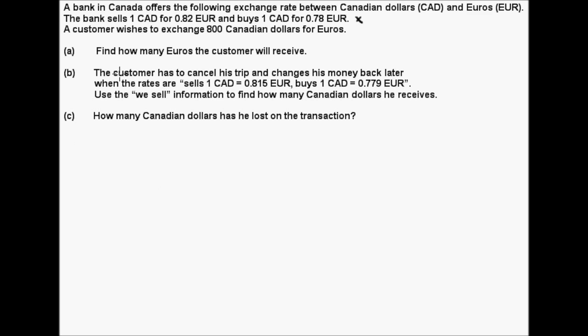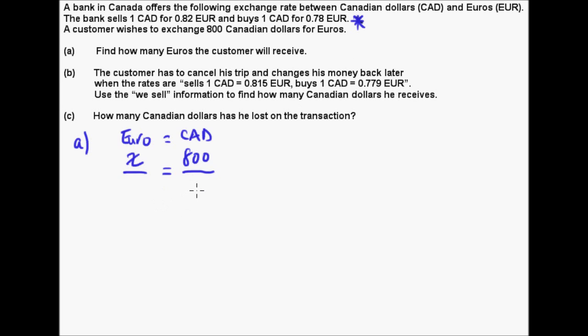So let's look at A. The best way to do these is just to set up a proportion. He wants to buy euros, so we'll put euros on this side, and then he has Canadian dollars. It's nice and easy, and we're finding x here, how many euros. He has 800 Canadian dollars, and underneath is where you put the rate. We decided we were going to use the second one.